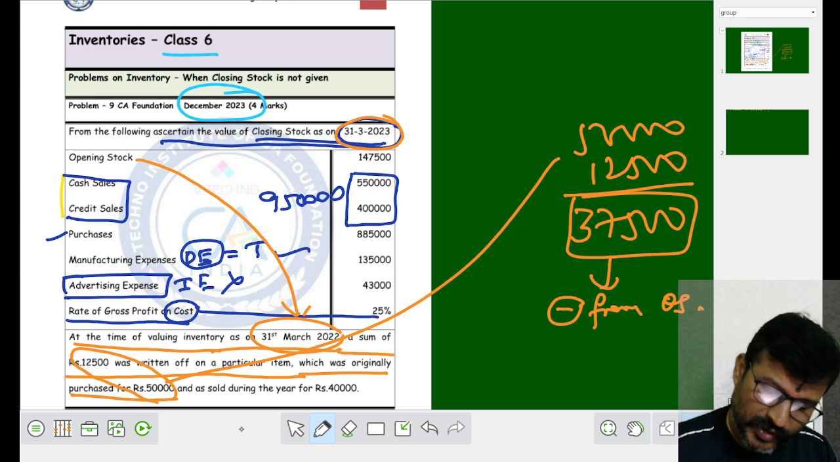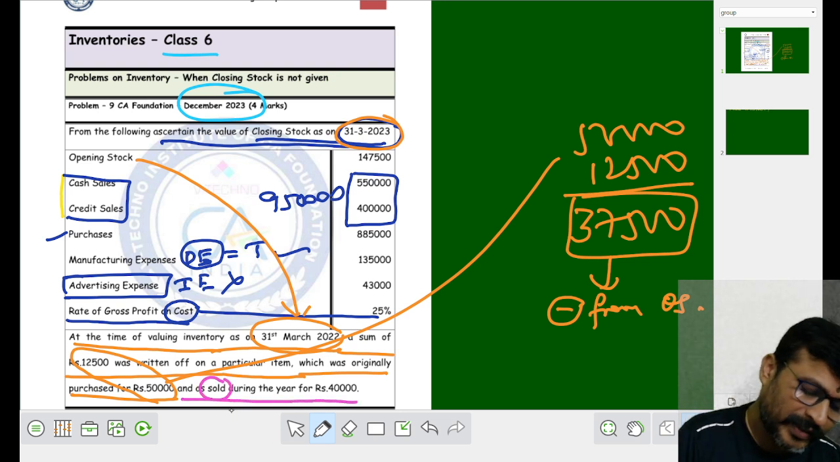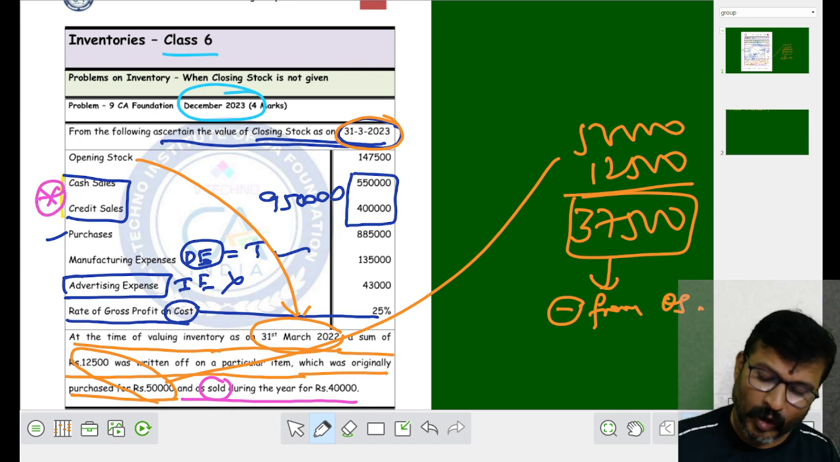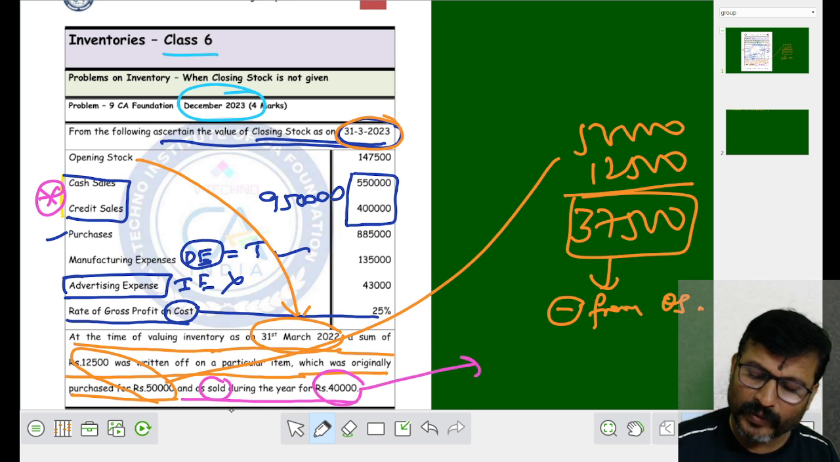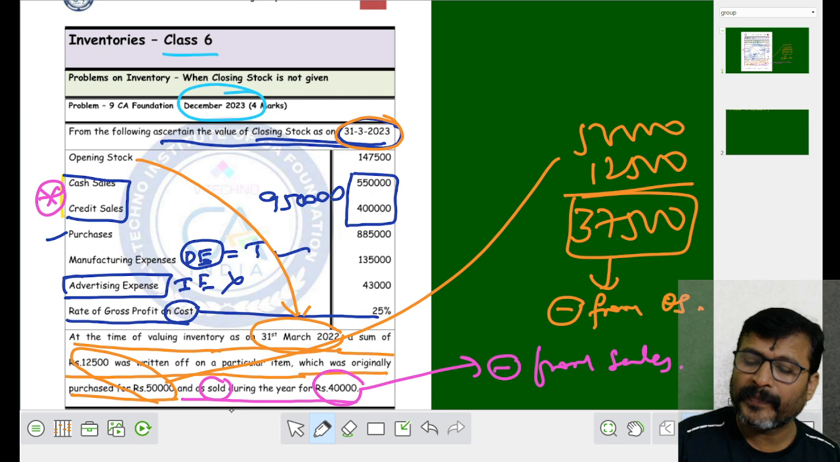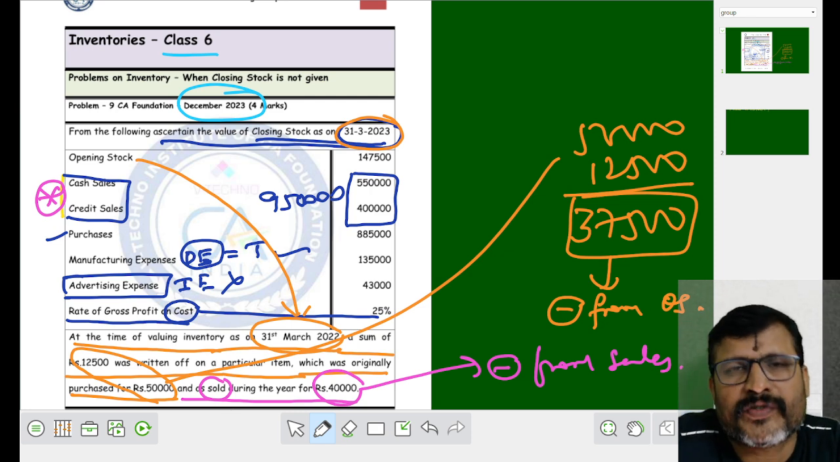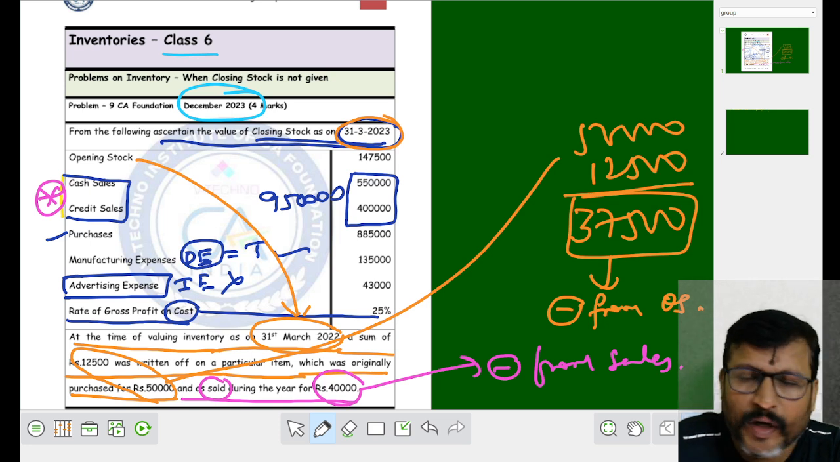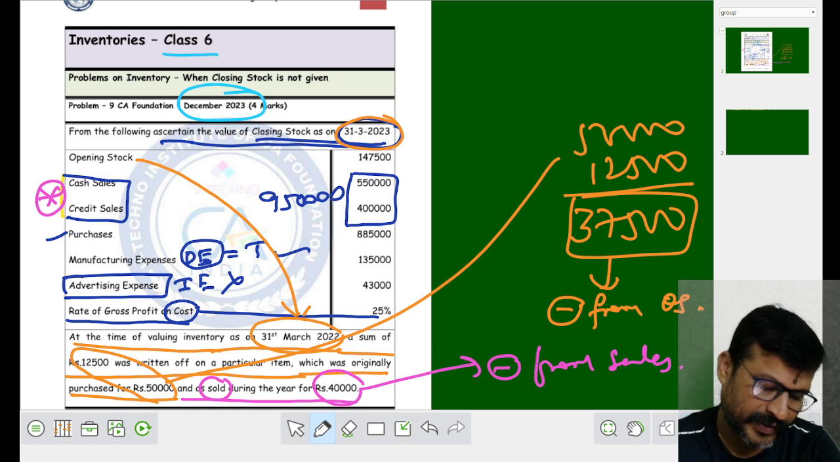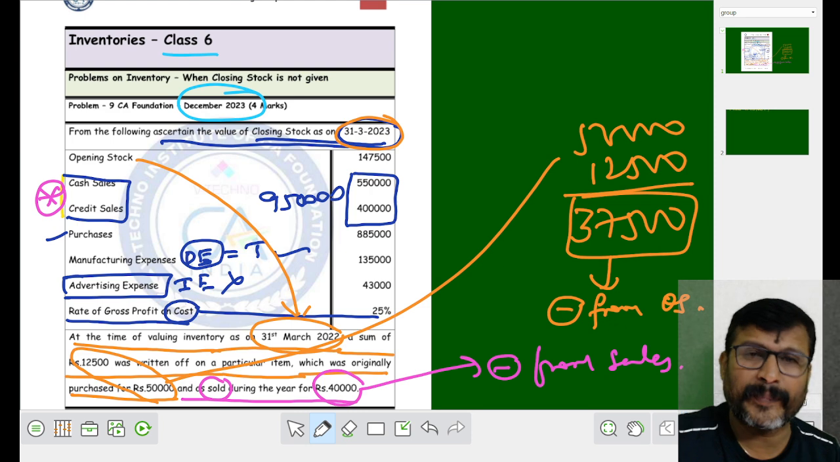And my dear students, these goods are sold during the year. Oh, it is being sold. Put a star mark for sales. How much? 40,000. So what to do? It is to be subtracted from sales as sale of abnormal items. These are not normal items, these are abnormal items. So this is all about the problem.